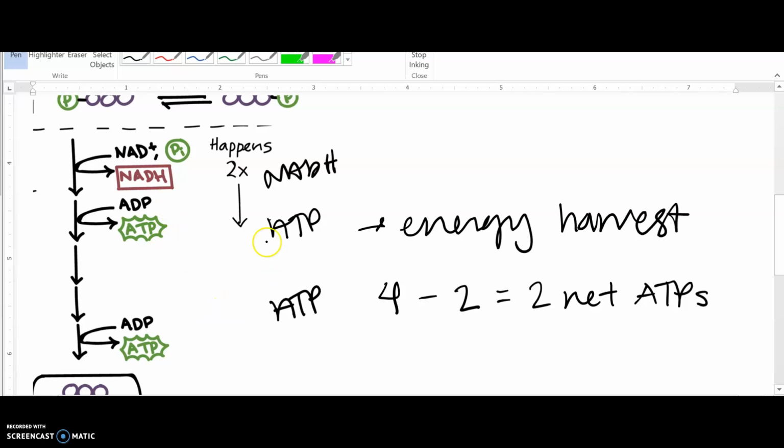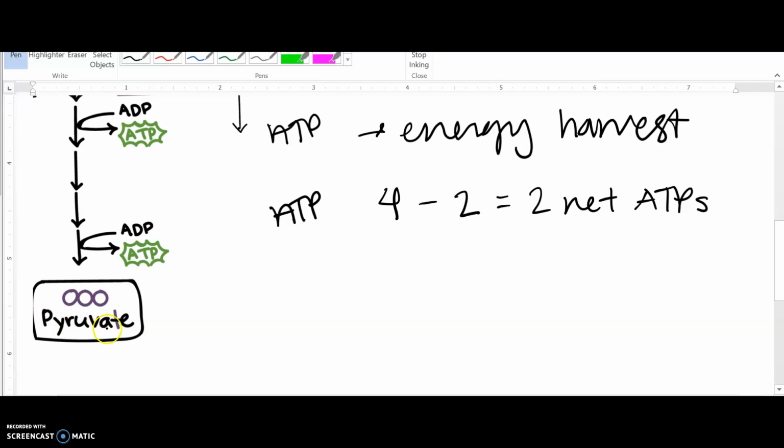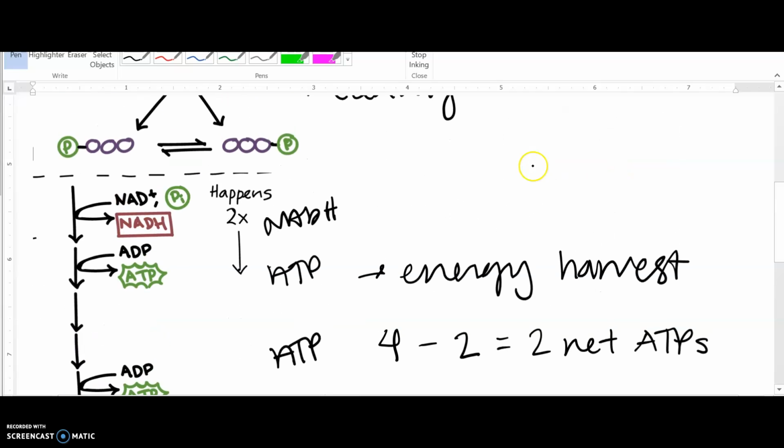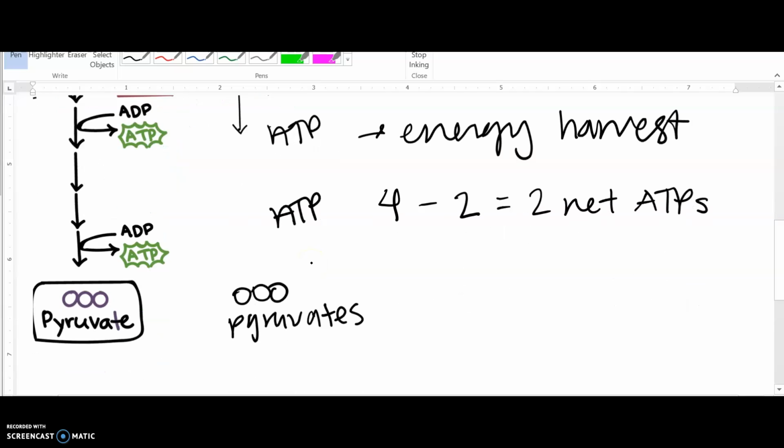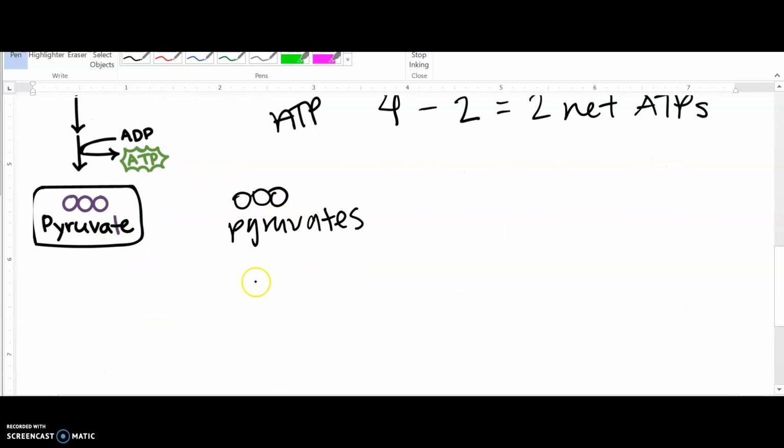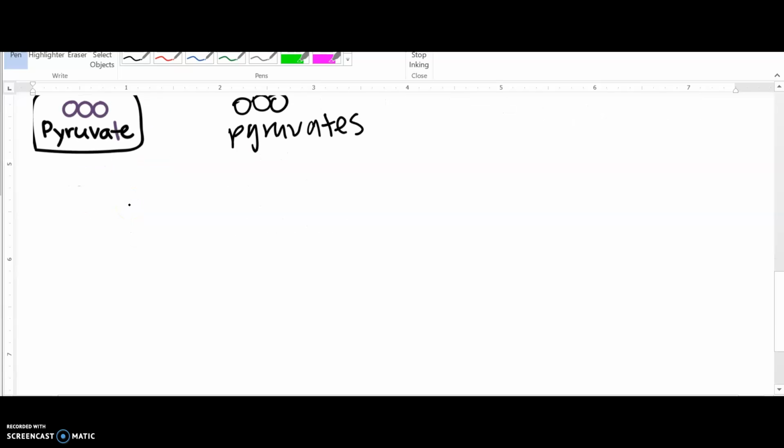In this energy harvest stage, the process of the production of NADH and ATP produces a pyruvate molecule, which is a 3 carbon molecule, and again, it happened twice, so I got 2 pyruvates. So I've gotten 2 pyruvates, 2 net ATPs, and 2 NADHs. That is glycolysis. The NADHs are going to go onto the electron transport chain. ATP is some sweet energy, but the pyruvates are what are going to continue into the link reaction.